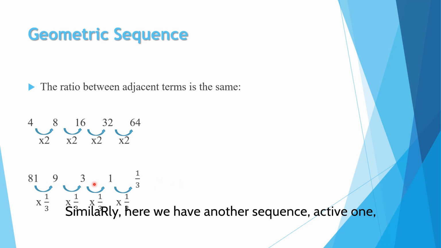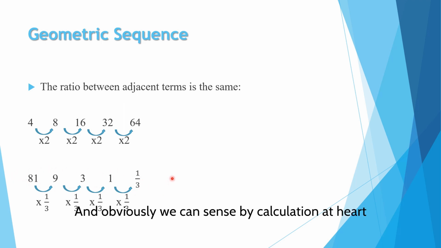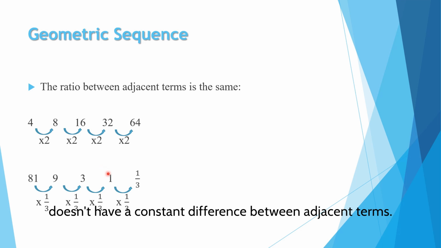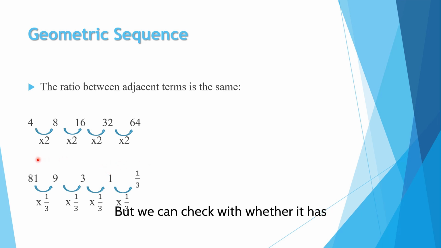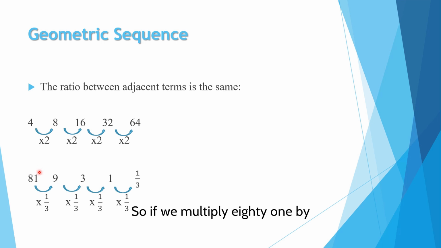Similarly, here we have another sequence, 81, 9, 3, 1, and 1 over 3. And obviously we can sense by calculation at heart that it is not an arithmetic sequence, because it doesn't have a constant difference between adjacent terms. But we can check whether it has a constant ratio by multiplying by a certain number. So if we multiply 81 by 1 over 3, it gives 9. We further multiply by 1 over 3, it gives 3, and so forth. So we can be quite sure that this is a geometric sequence.